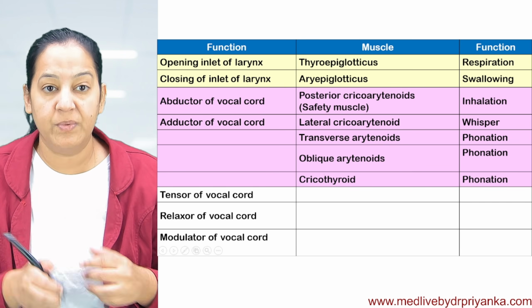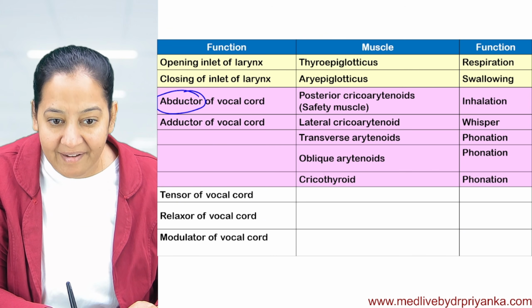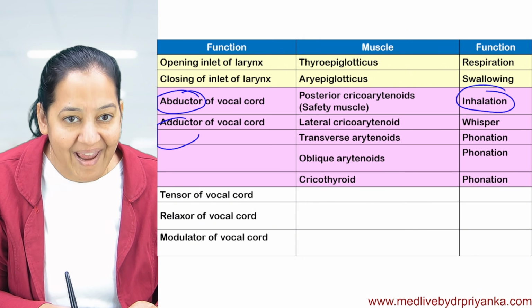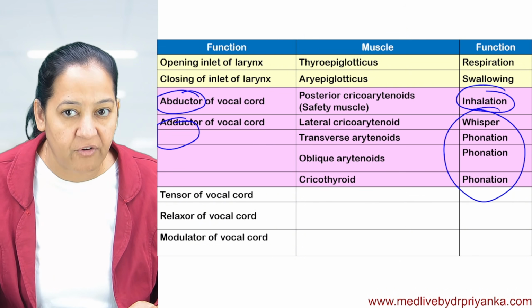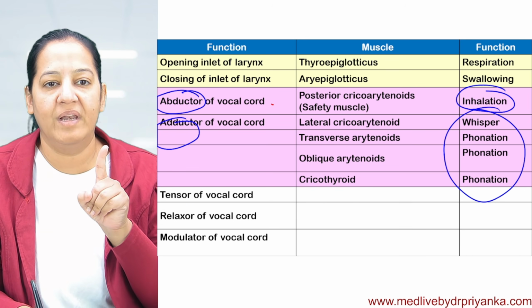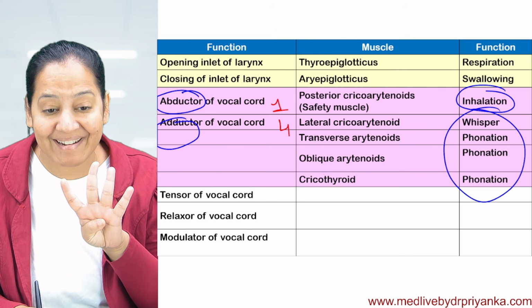So name the muscles which are abductor and adductor. I guess everyone got what is abduction, and abduction is required for respiration. And what is adduction? Adduction is required for phonation. So there is one muscle, one and only, which is the abductor. And there are four muscles which are adductors.